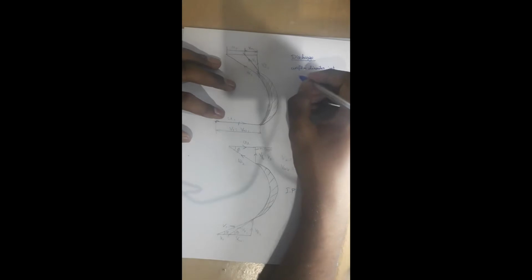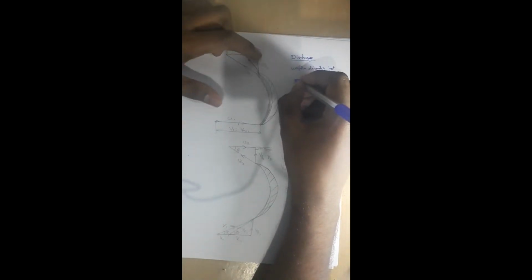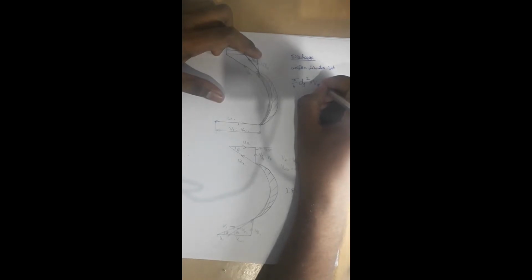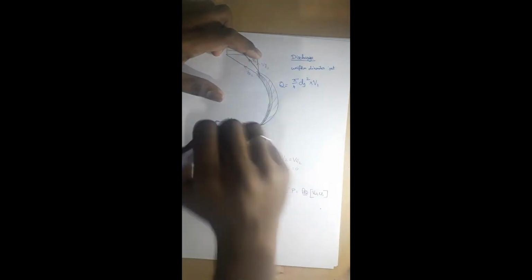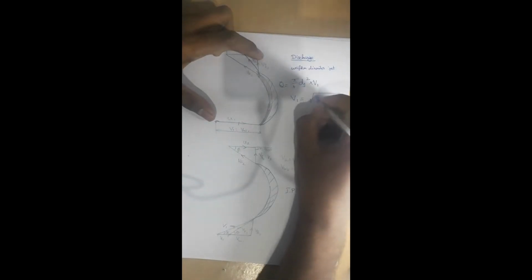So uniform diameter of jet. We will have the cross-section area of the jet, pi by 4 dj square, into the velocity of the jet, which is nothing but V1, will give the discharge. We are saying that it is from a nozzle, so V is equal to root of 2gh.